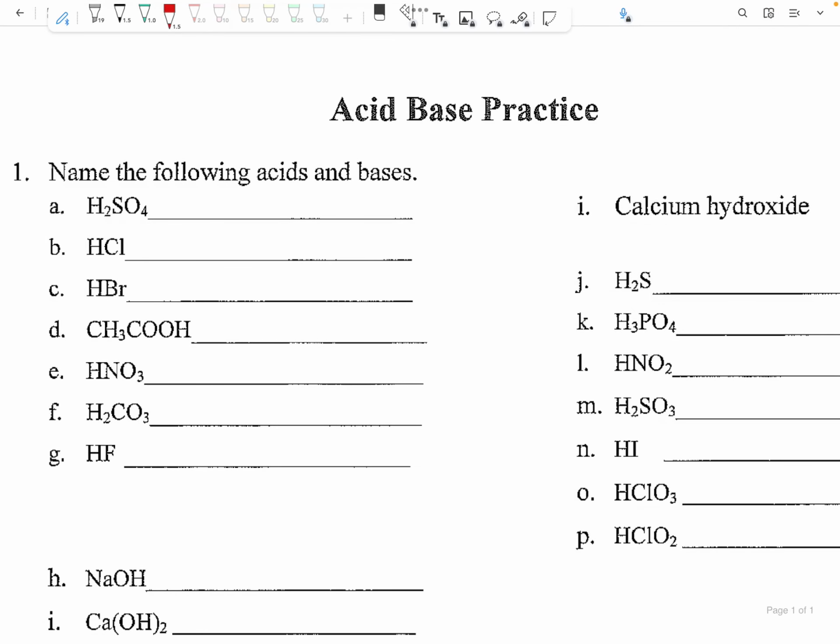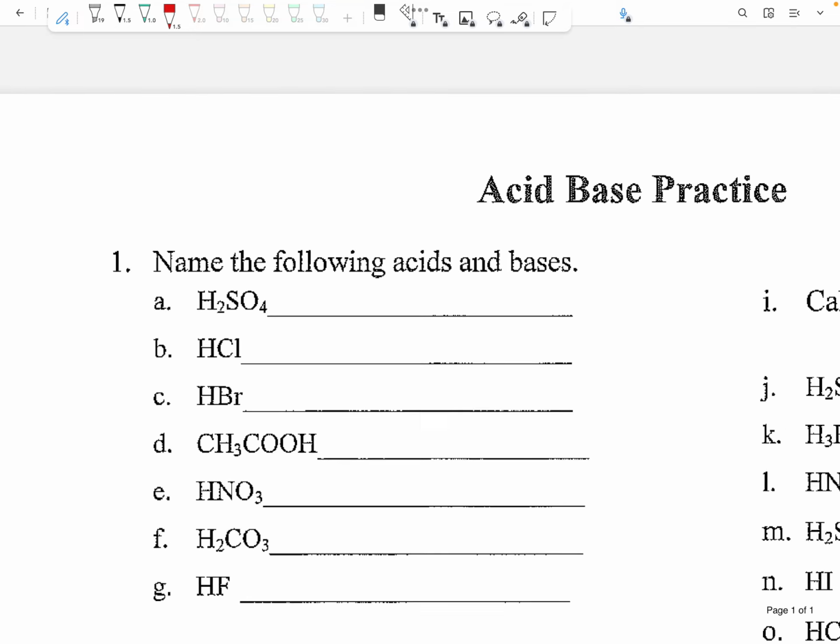Well, it looks like we are at acids and bases now. Here we go. So, following the rules to naming acids and bases, kind of a quick summary here.